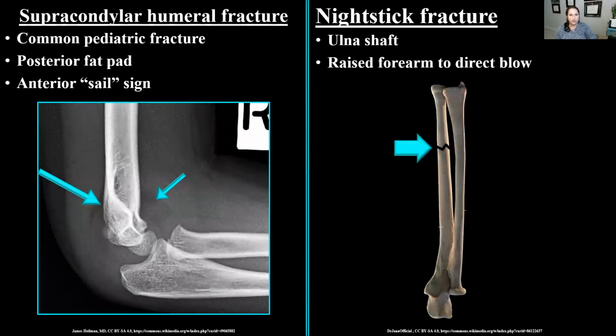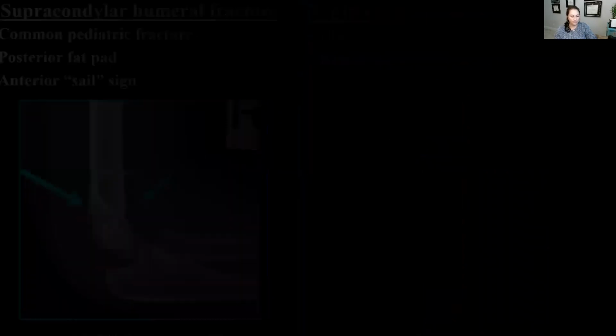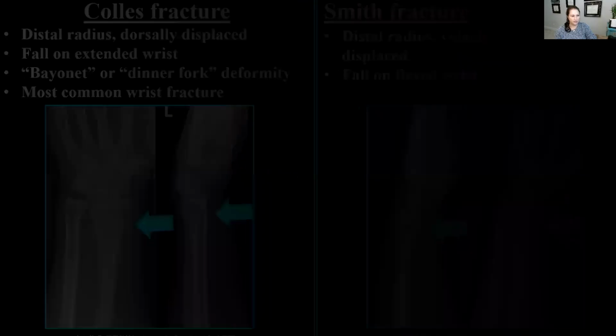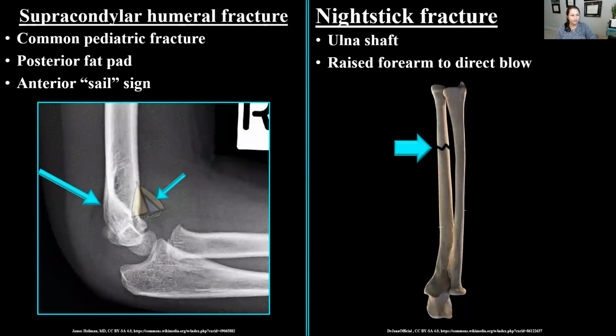Next, a supracondylar humeral fracture. This is a very common fracture in kids. And the two sign findings that we see are the anterior sail sign there. You'll see kind of a darkish area, and the posterior fat pad. Let's go back to that one. And the posterior fat pad, that's in blue. A nightstick fracture is specifically an ulnar shaft fracture. That's a raised forearm to a direct blow. That's the mechanism for that one.